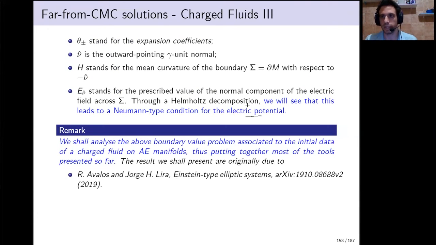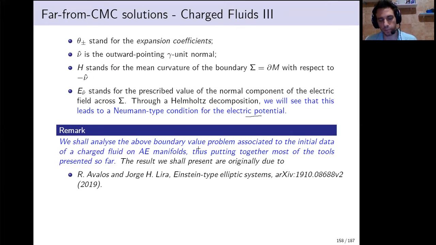And for this, we're going to apply a Helmholtz decomposition. Here, the idea is to try to use most of the techniques that we have been developing through this course. So we're going to analyze these systems, these boundary value problems associated with initial data for charged fluids on the case of asymptotically Euclidean manifolds, and with the idea of representing solutions that have marginally trapped surfaces as boundary conditions. So we are putting together many things that we have been developing along this course.